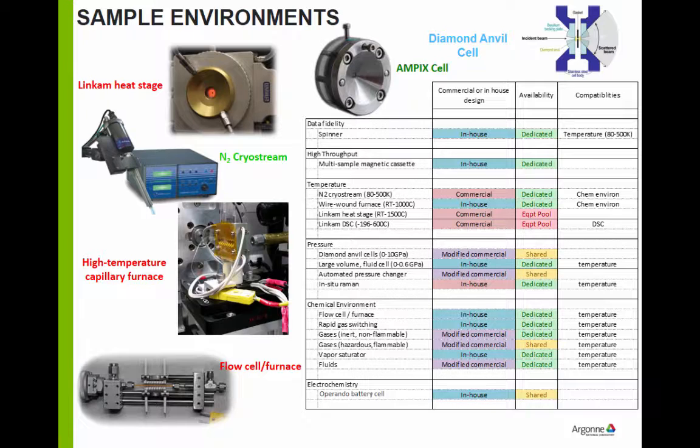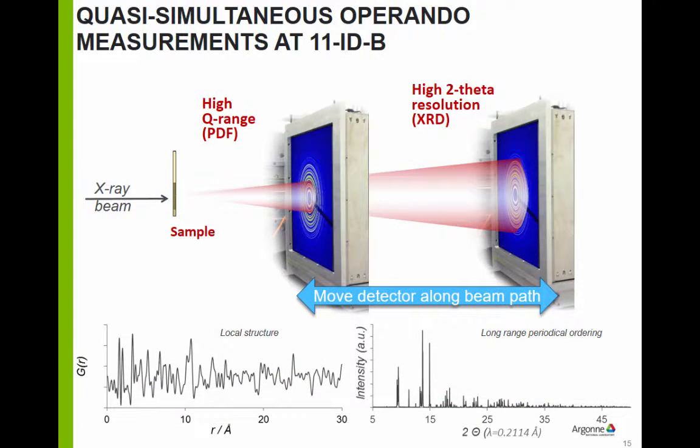But the increased flux of the B station also allows us to routinely use a mode of data collection that can be described as a quasi-simultaneous PDF and XRD measurement on a short time scale. So what we do here is we move the detector along the path of the X-rays from a very short distance to the longest we can achieve within the station, which is around 95 centimeters. By tweaking the speed at which the detector moves, we can collect local structure PDF data and more of a medium resolution diffraction data within minutes, essentially.